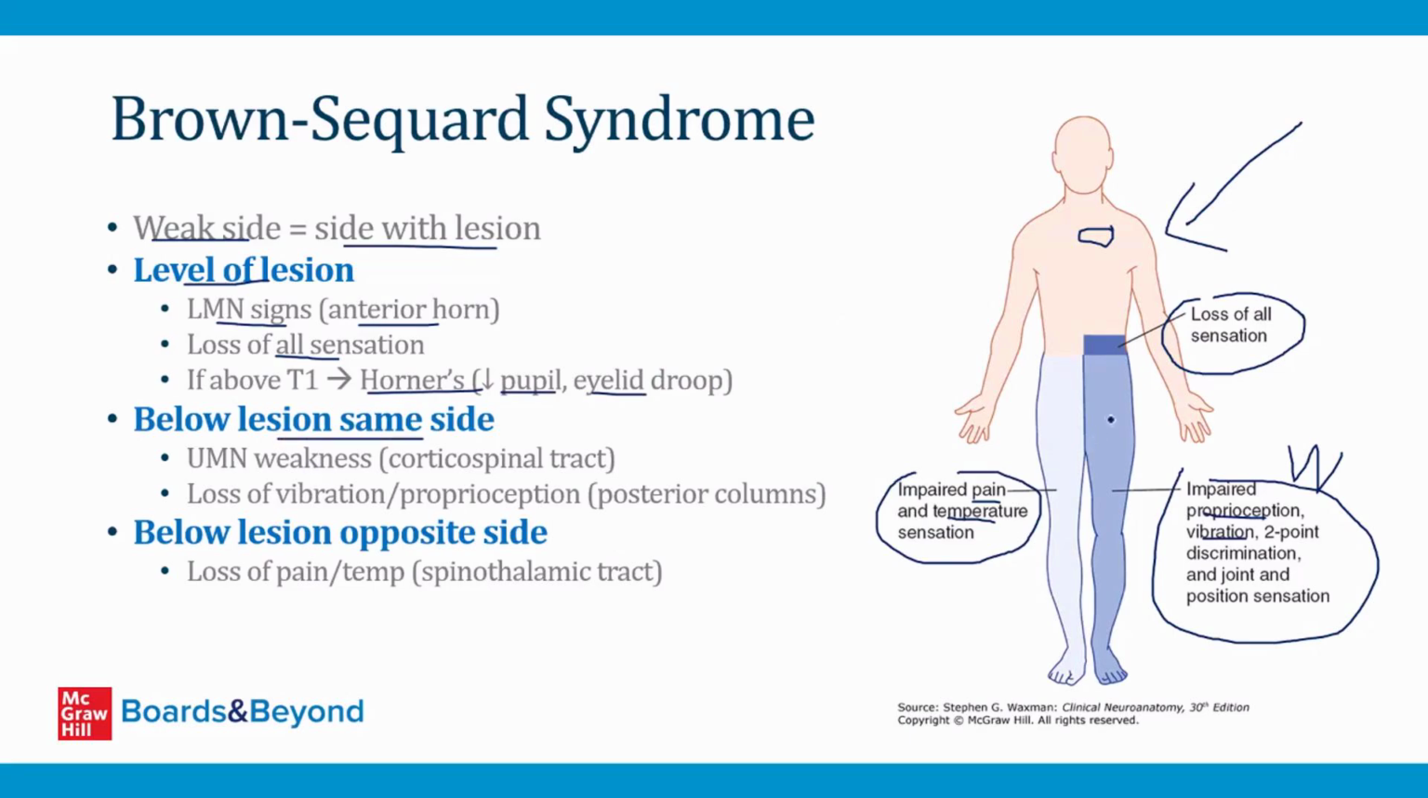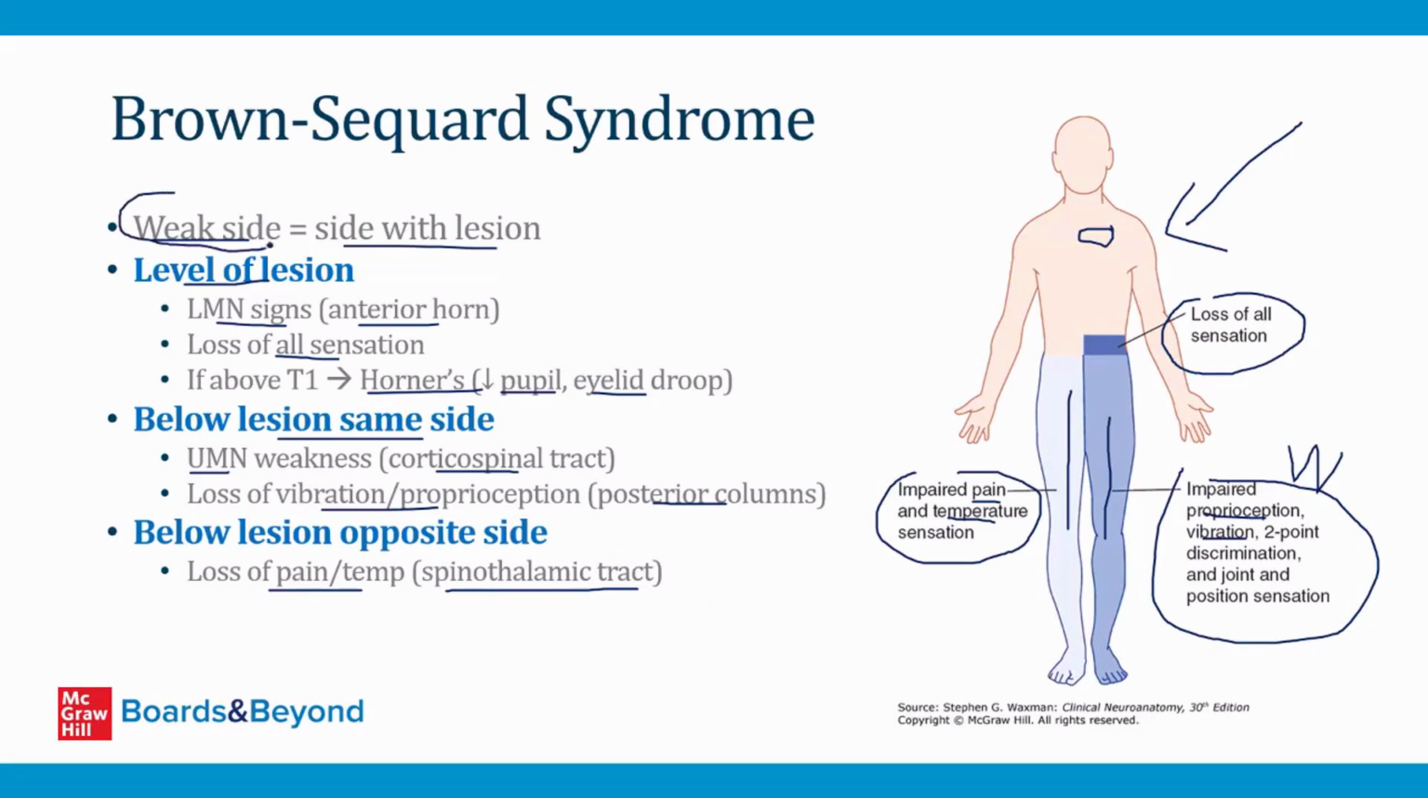Below the lesion on the same side is everything shown in dark blue right here. This is where you're going to have weakness with upper motor neuron signs from loss of the corticospinal tract. You're also going to have loss of the posterior columns, so there will be loss of vibration and proprioception. And then below the lesion in light blue here, that's the opposite side from the lesion. This is where you have loss of pain and temperature sensation from the spinothalamic tract. So remember, board questions about this condition can be confusing.